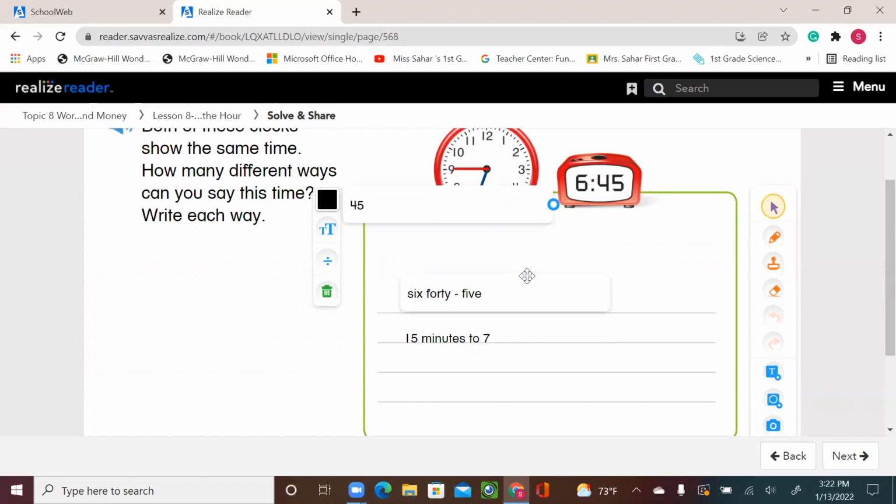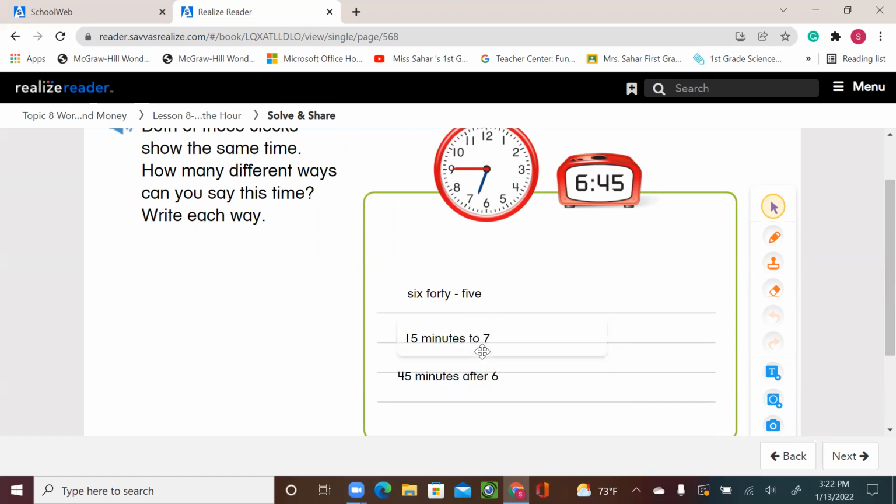45 minutes after 6. So I can say 6:45, or 45 minutes after the 6, or 15 minutes before 7 or to 7. We use the word to or before. Okay.